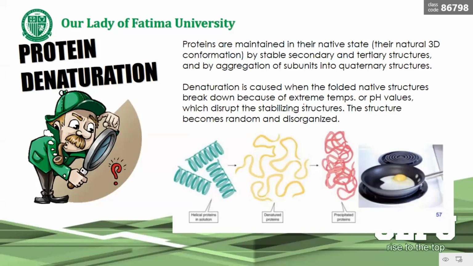Ibig sabihin, kung yan ay naka-alpha helix, kung yan ay naka-beta pleated sheets, may conditions na pwede kang i-apply dyan to remove those interactions between its molecules. Kaya nagiging denatured protein siya. Kapag naman nag-clump together siya, we call that as precipitated protein. So there are different ways to denature protein. One is to expose it at high temperature. Another is by exposing it to different pH values. For example, an acid.